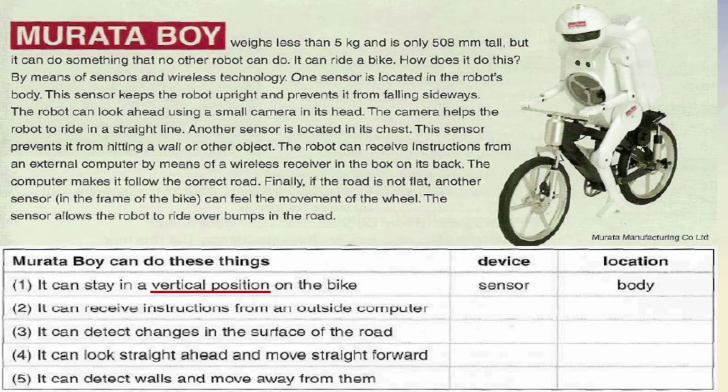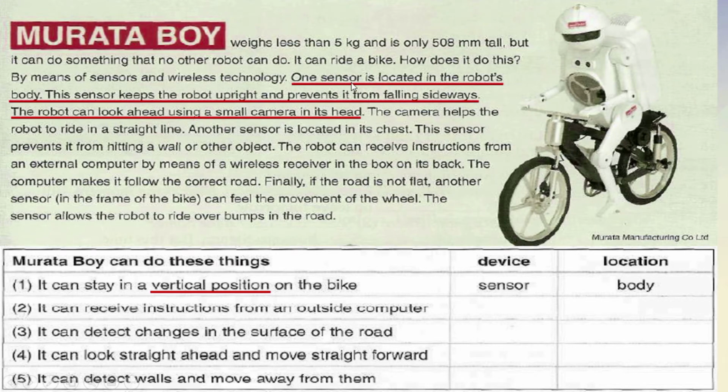So we read the sentences before and after this one. We have here, one sensor is located in the robot's body. This sensor keeps the robot upright and prevents it from falling sideways. Bingo. We found the location. The location is its body. So we have the device is the sensor and the location is the body, just like we have here. Now, pause the video and complete the task.